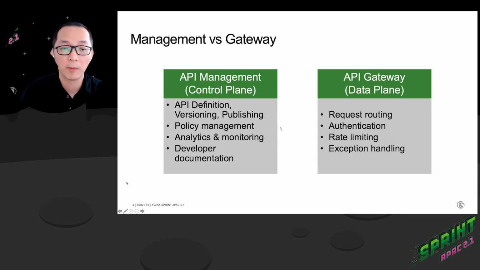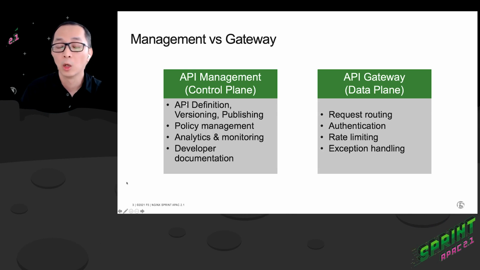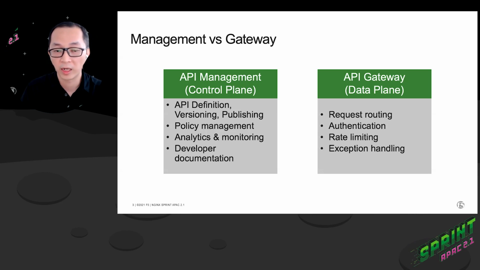On the other hand, API management, which we know as the control plane, usually comes with a very nice UI web portal for administrators to log into to do the API definitions, versioning, and publishing. And then it can give you the ease of use to define policy management and to centrally monitor, to have analytics and monitoring. And also it will help you to generate developer portals or developer documentation for your users to discover your API.